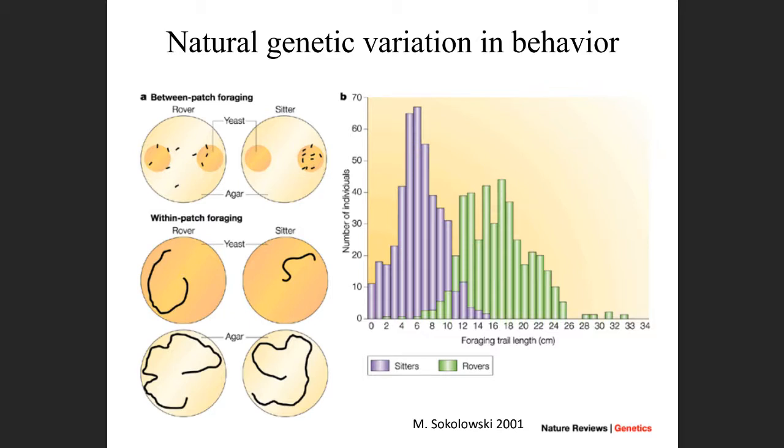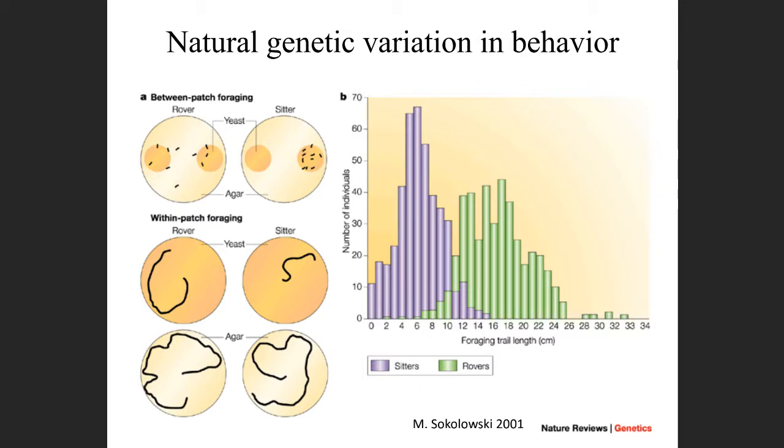Whereas rovers, a fraction of them will move even if it takes them out of a food patch, in this case a yeast patch. And so if you look at behavior outside the patch, it looks identical. If you look inside the patch, rovers are going to have shallower turns and longer legs in their movement paths, and sitters are going to make more frequent sharper turns, and they're going to have shorter trails.